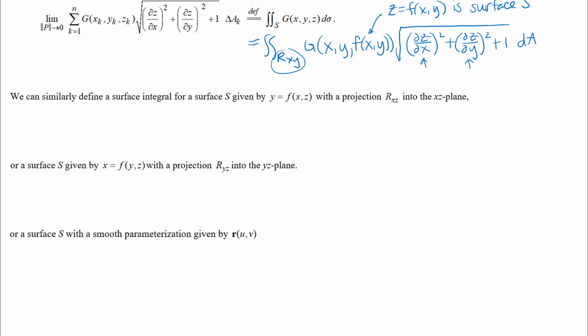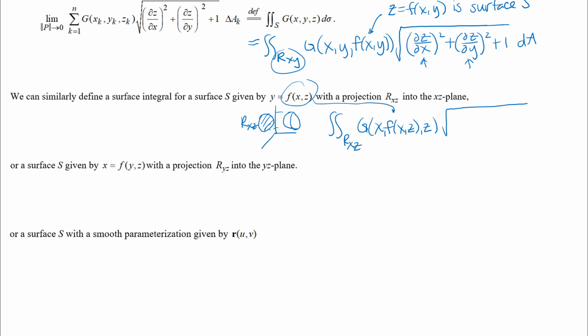If I have a surface S given by y equals f of x, z, and I do a projection into the xz plane, so say I have some sort of surface here, and we project back into the xz plane, then my integral would be over my region in the xz plane. And if I'm going to be integrating with respect to x and z, then my g function would need to be all written in terms of x and z. So in place of y, I would substitute what y is equal to for my equation of my surface, f of x, z. And then in this case, my tangent planes would be projected into the xz plane.